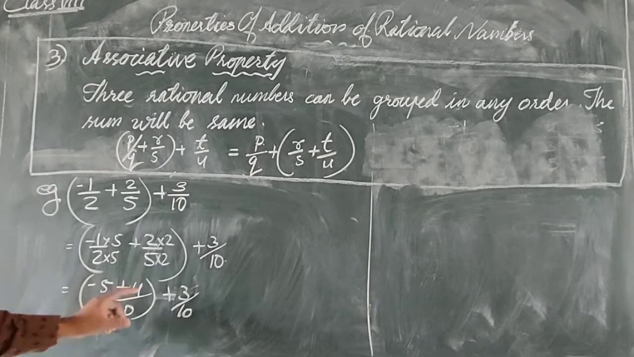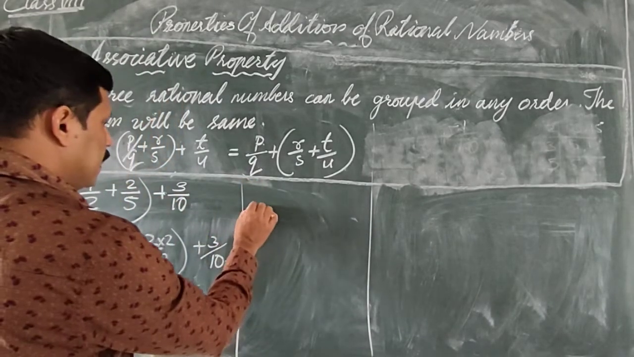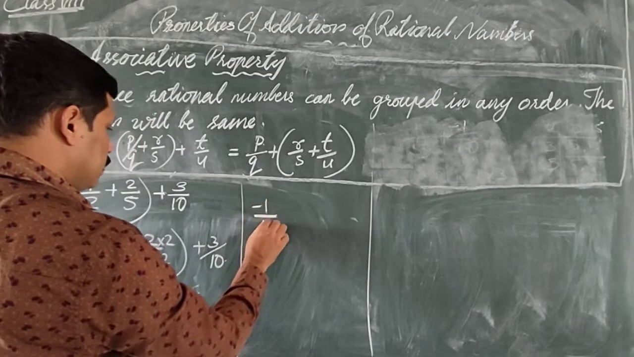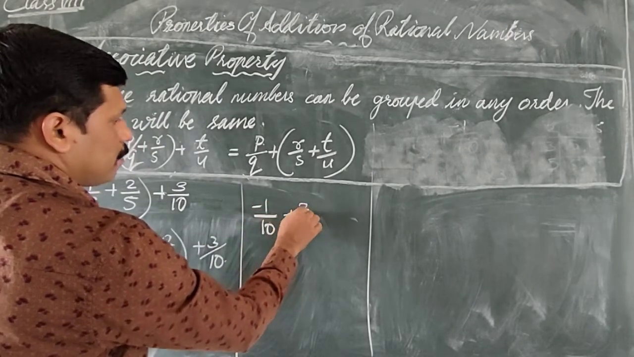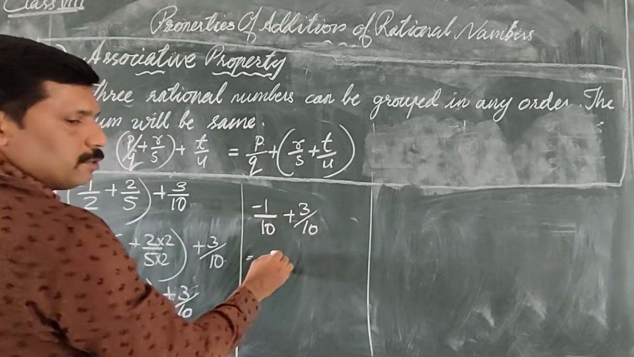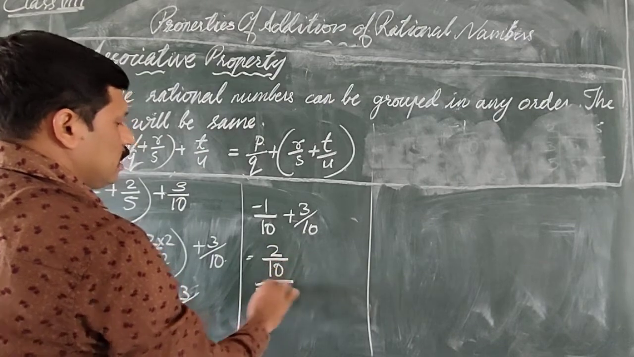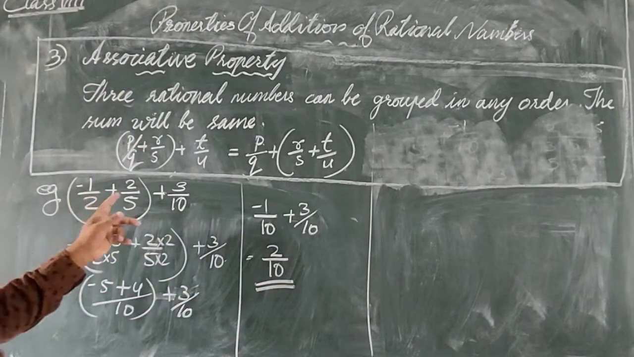Then here when we solve this we get negative 1 upon 10 plus 3 upon 10. When we add this we get one is negative, other is positive, so we subtract, so 2 upon 10 is the answer here. Now let us see, I am going to change this order.